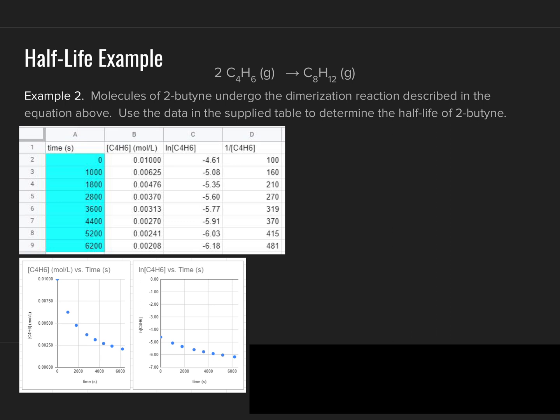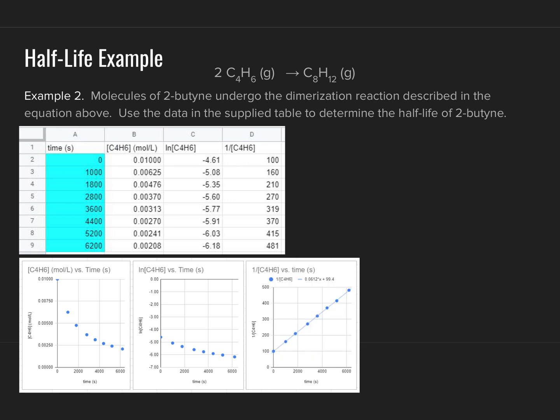And then for the third graph, I'm going to produce the inverse of the concentration of the 2-butyne versus time. And by plotting that inverse of concentration versus time graph, you'll see here that I have a very nice visually direct linear relationship between those two variables. And this now provides me enough information to determine the order of reaction.